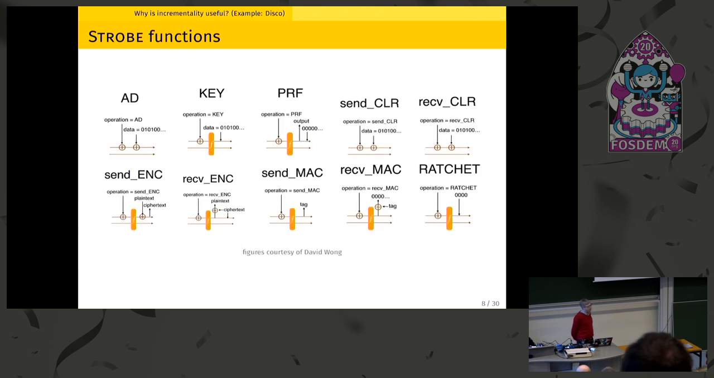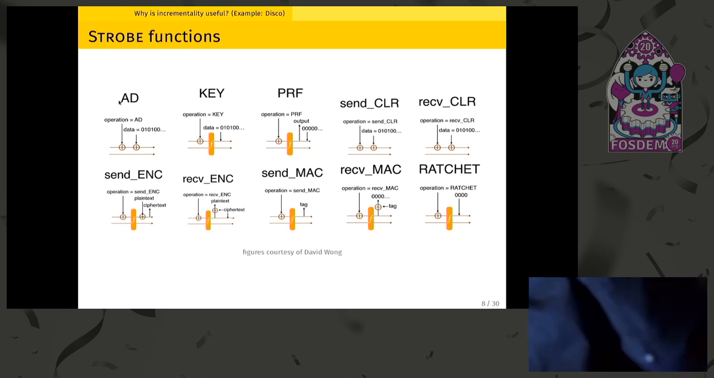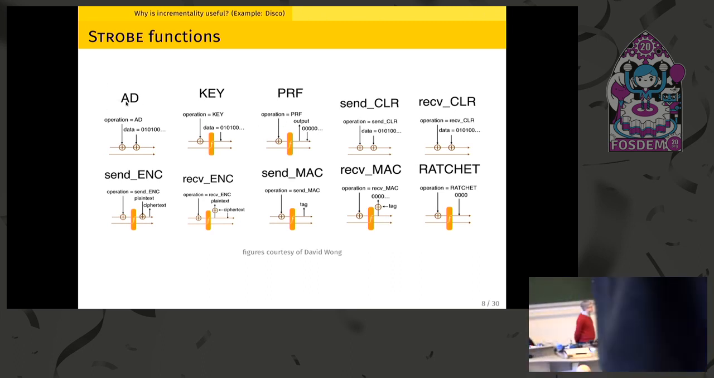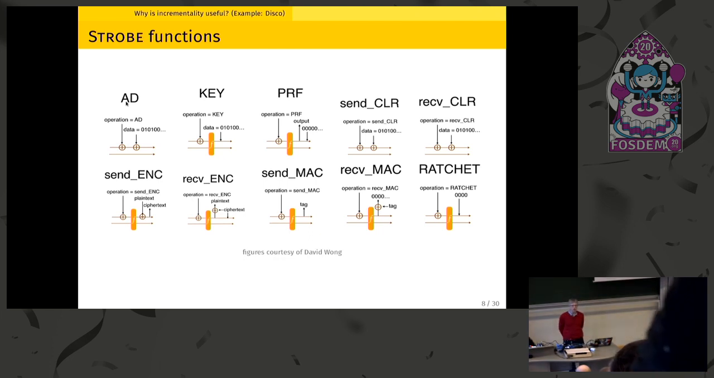Concretely, what can you do with the Strobe protocol? These are the functions. You can have some associated data, that is some data that does not need to be encrypted, but you need to authenticate. You can input a secret key. Actually, you would start with inputting the secret key. You can get some output, PRF.